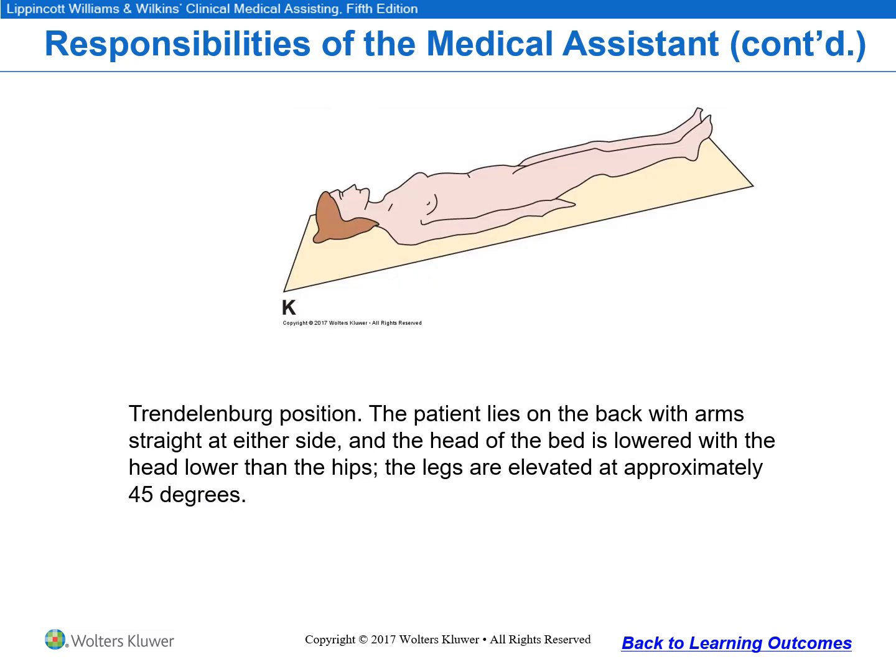Trendelenburg is where your head is angled down and your feet are elevated. A lot of times we'll do Trendelenburg if somebody is feeling a little shocky and their blood pressure has dropped. You put them in this position to increase blood flow to the brain and the vital organs.